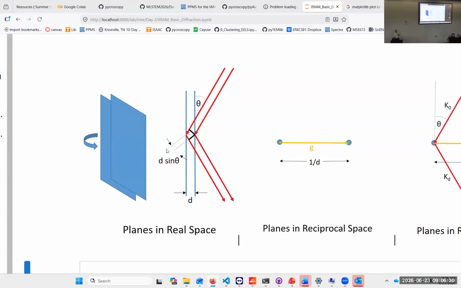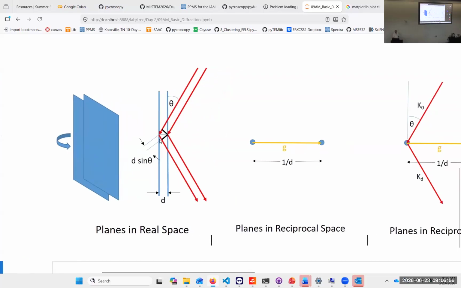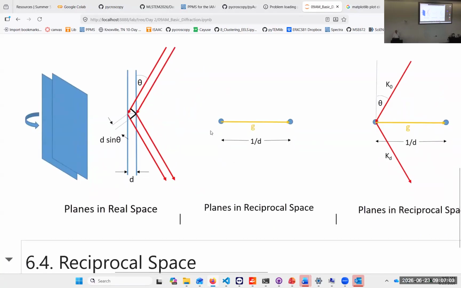The path difference between one plane and the other is 2 times this part here, and that is where the Bragg law comes from. So 2 times this extra path length is the key, and if that is coherent, so n times the wavelength, then everything is at this point in time in sync, and we have a positive interference.